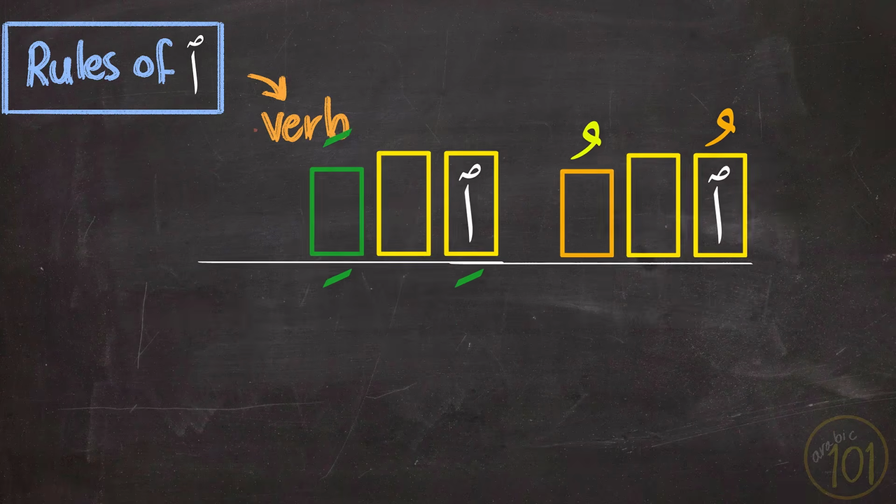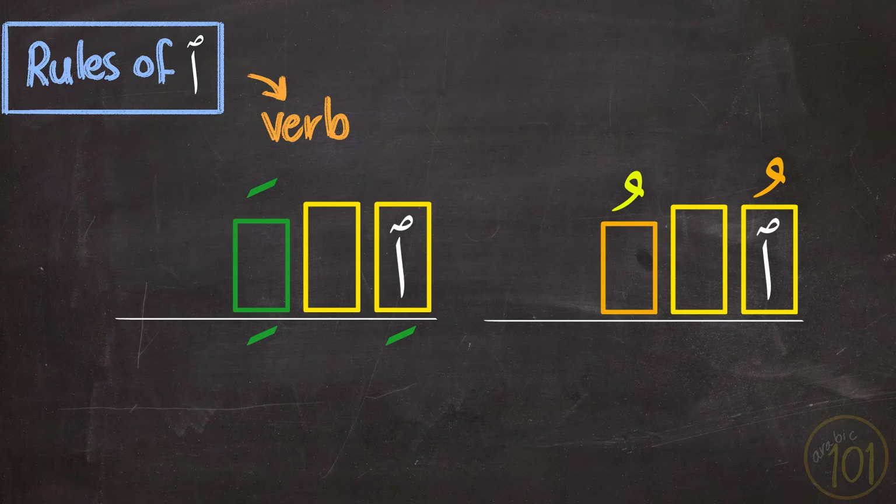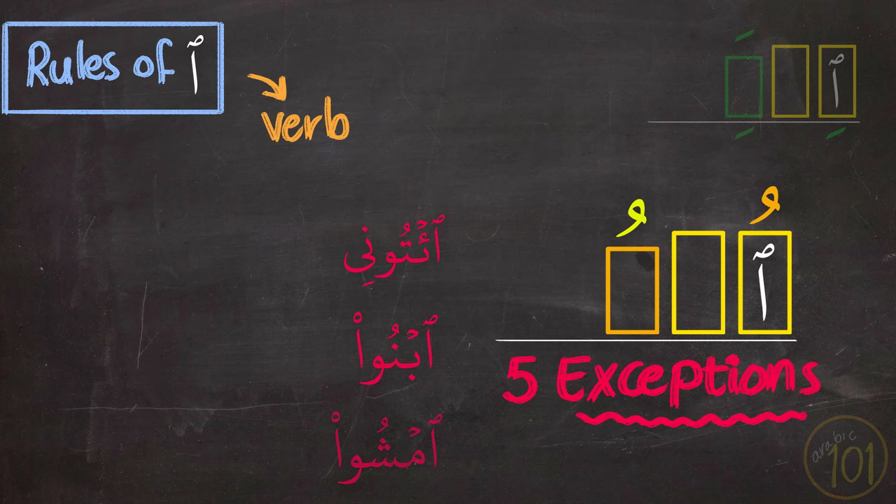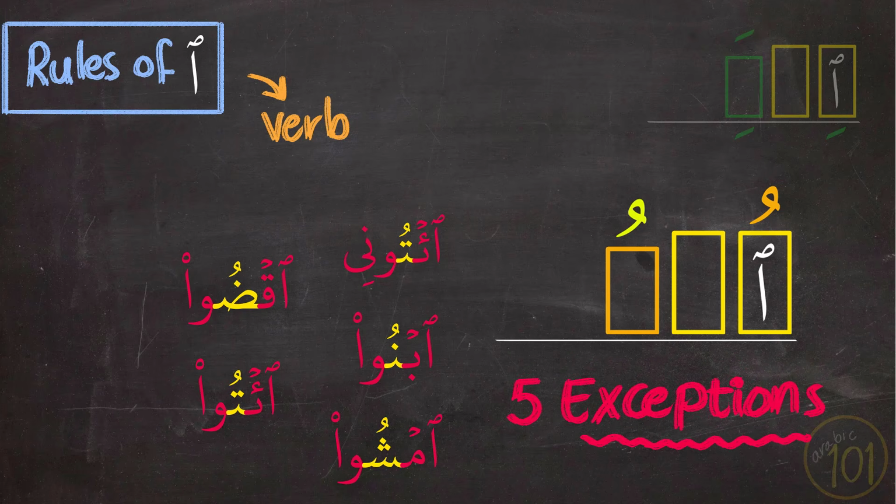So, if the third letter has dhamma, hamzat al-wasl receives dhamma, and if it is anything else, it will receive kasra. However, there are 5 exceptions to this rule that you have to learn by heart. In spite of the fact that these 5 verbs have dhamma on their third letter, we will not add dhamma as the rule suggests. Instead, we'll add kasra to hamzat al-wasl: إيتوني ابنوا امشوا اقضوا إيتوا.